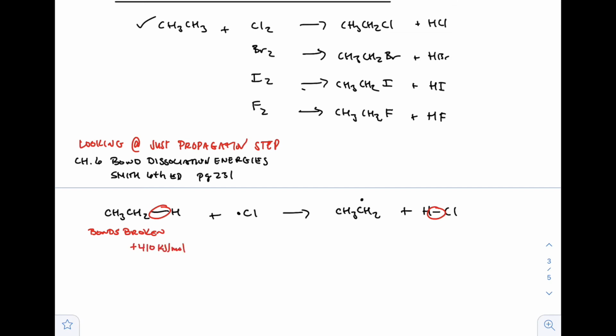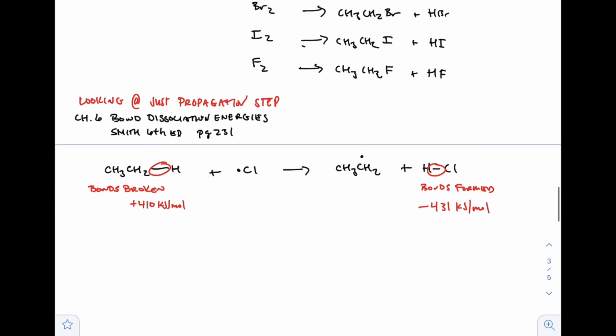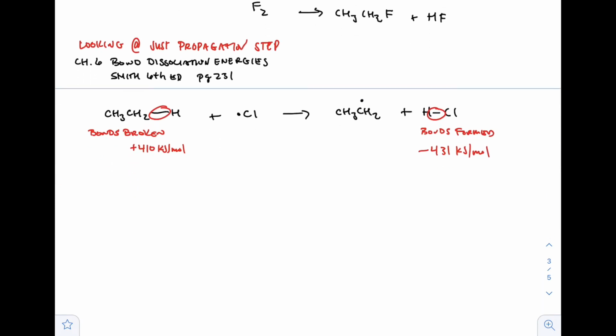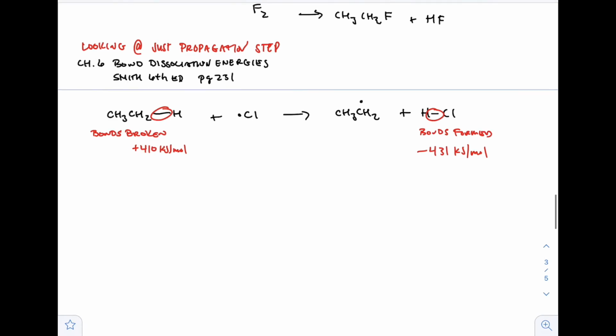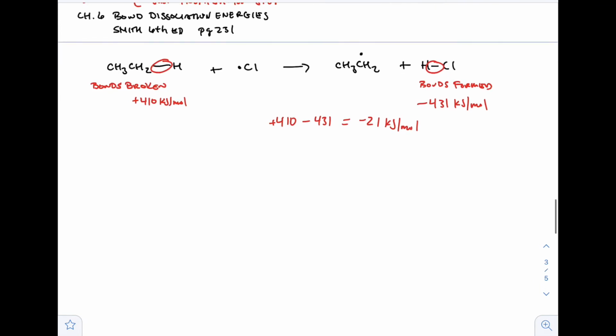So bonds broken. Remember, anytime you break a bond, you have to put energy in. If you're forming a bond, then it's releasing energy no matter what. Okay, so we have a positive 410 and a negative 431 for the bonds broken and bond formation in this case. And so, all right, when we combine those two together, what we're going to get is negative 21 kilojoules per mole. Okay, so remember, this is a propagation step, right?